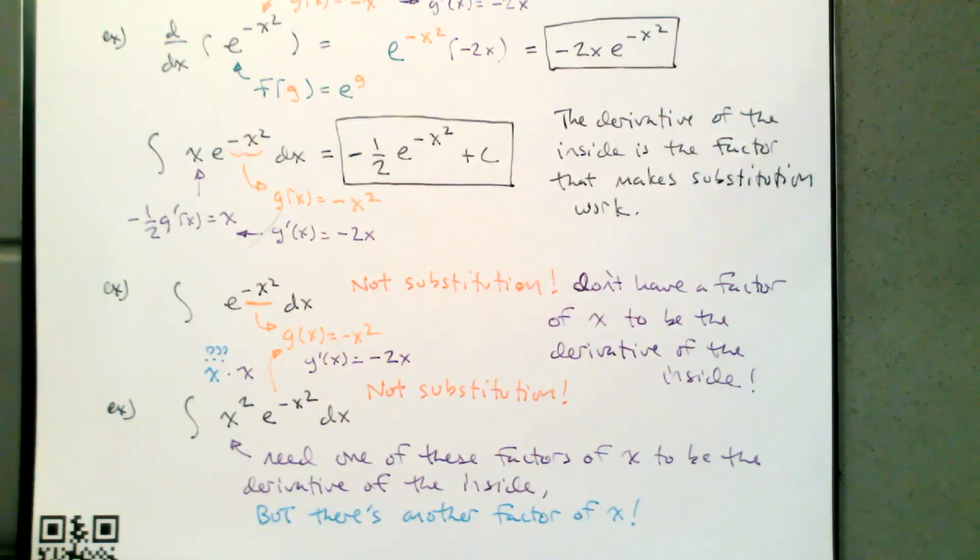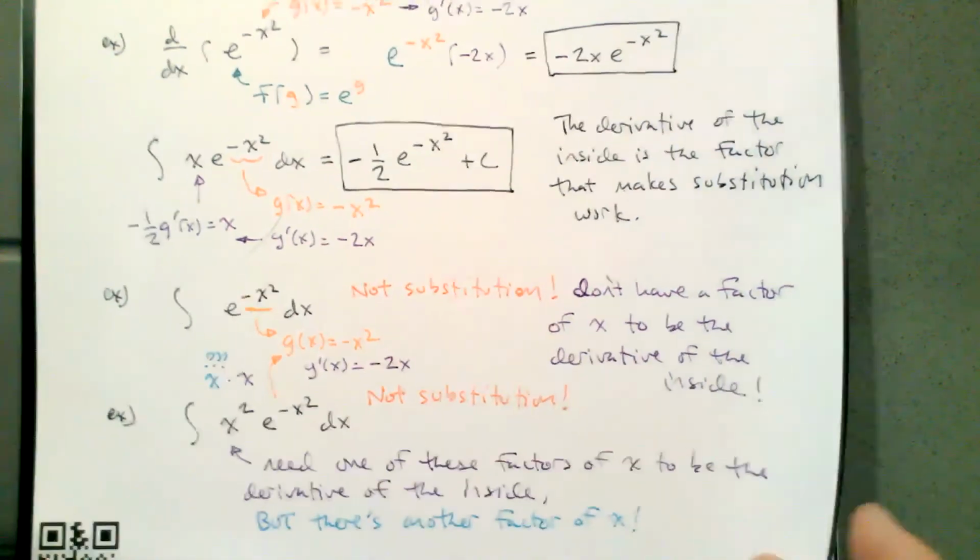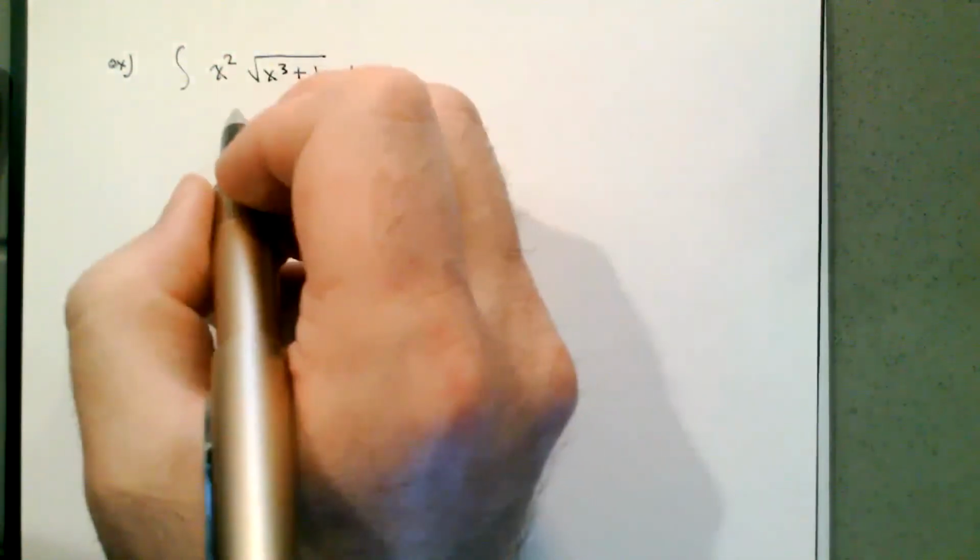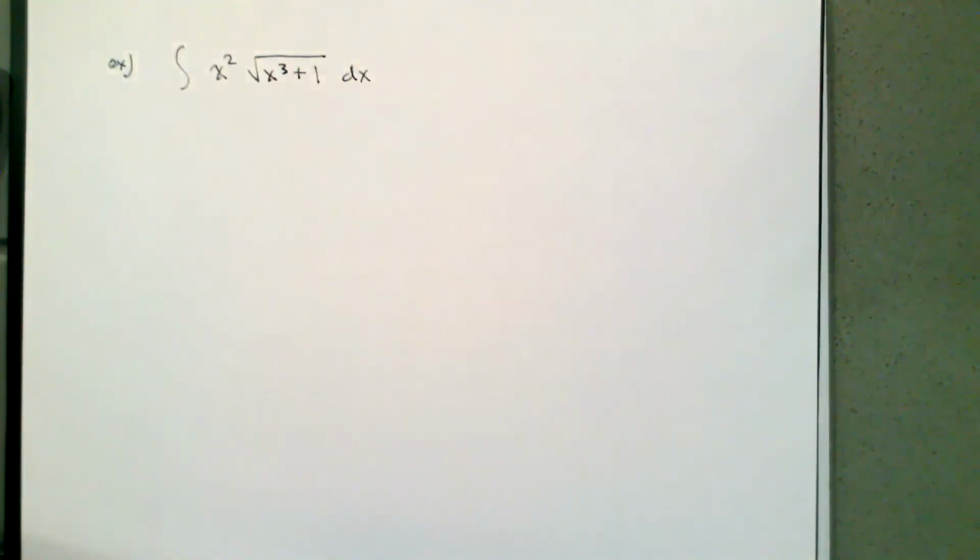So you're saying that the factors have to match, right? It's got to match. I need one factor of x. So if, for example, I'm trying to integrate the square root of x cubed plus 1, if I have a factor of x squared, that x squared is the derivative of the inside. It's off by a factor of 3, but that's a constant factor, so it's fine. So this is a substitution.